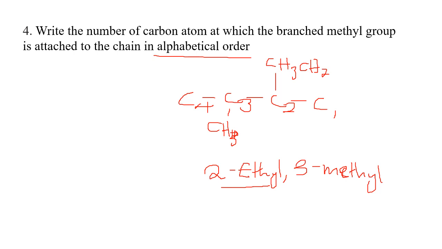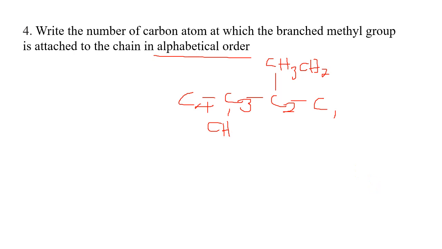Then, for example, if we had the methyl group and ethyl group, let's swap the positions. Let me just swap the positions. So let's say on carbon number 2 we had the methyl group. Then on carbon number 3 we had the ethyl group.